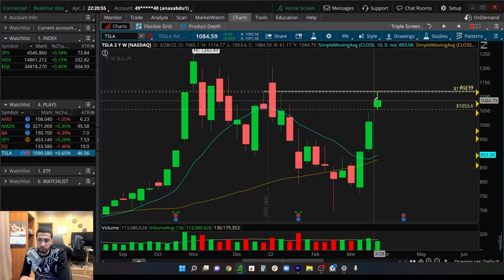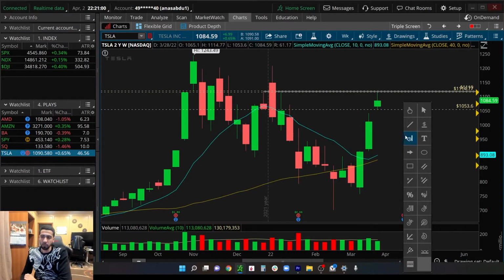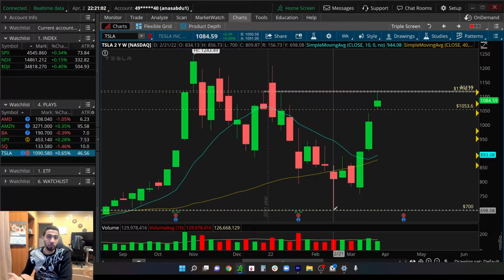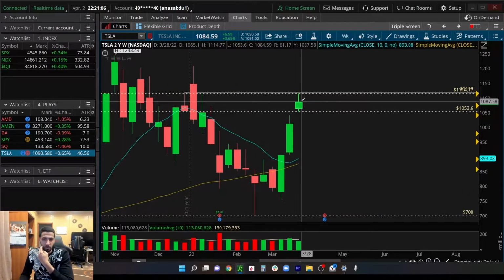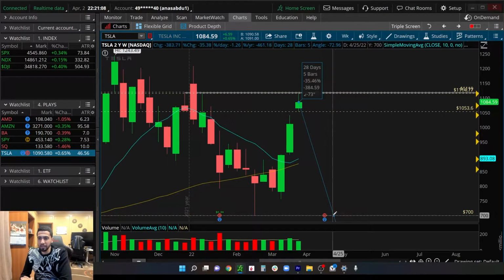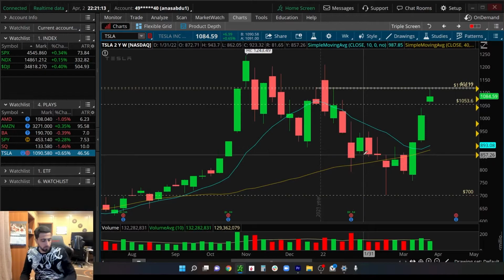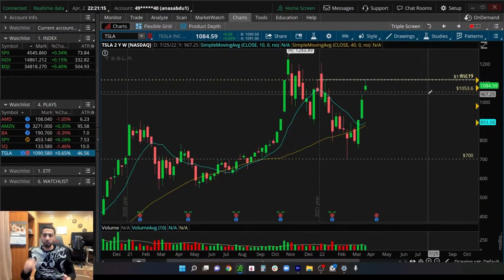Now the reason that I'm staying close to where the price currently is, is because it wouldn't really make sense to draw a level at 700 right now because Tesla stock is at 1084. So if you get confirmation at that level, you already missed the move. It dropped 35% already. So when you're drawing levels, keep that in mind. Start out where the stock currently is and then spread out from there.